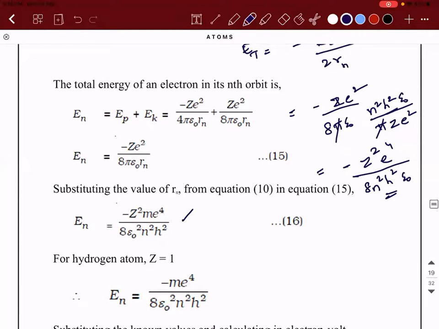Did I miss something? I think pi Z e square m is there. m will also come. So minus Z square e power 4 into m divided by 8 n square h square into epsilon naught.